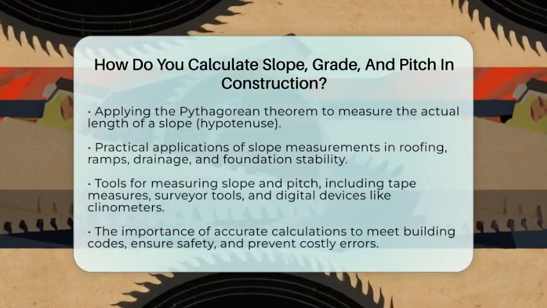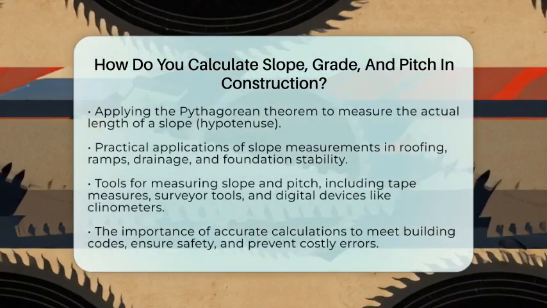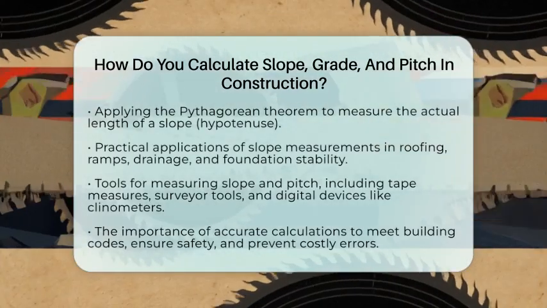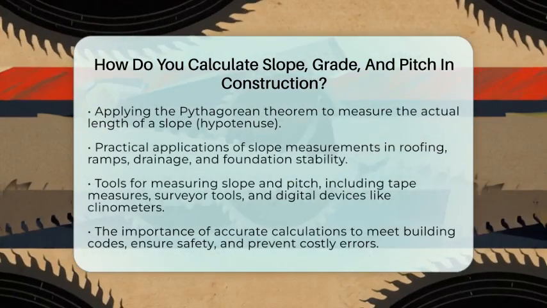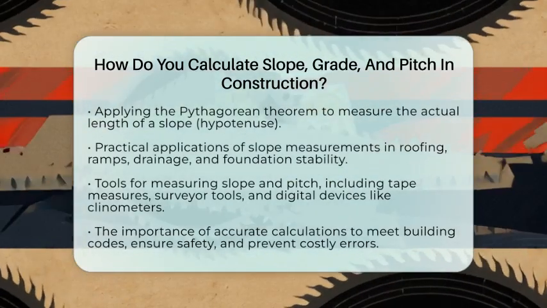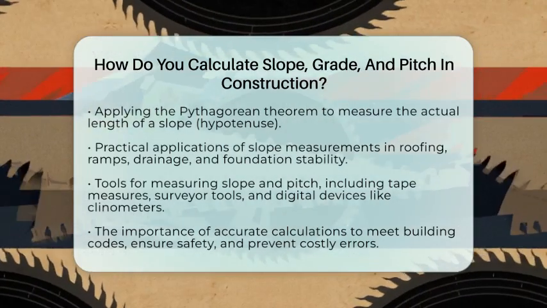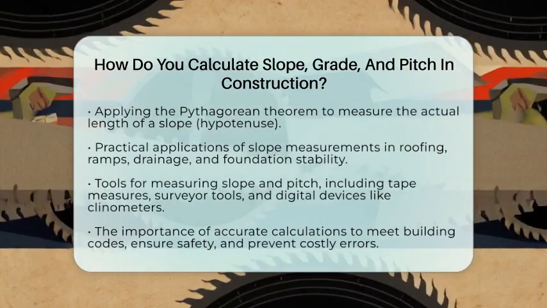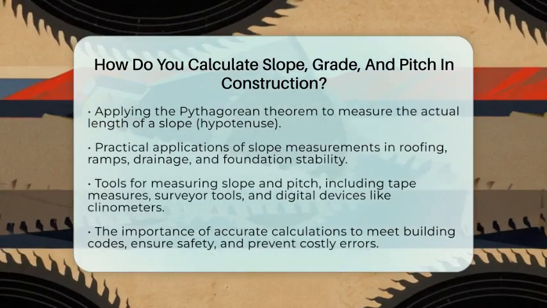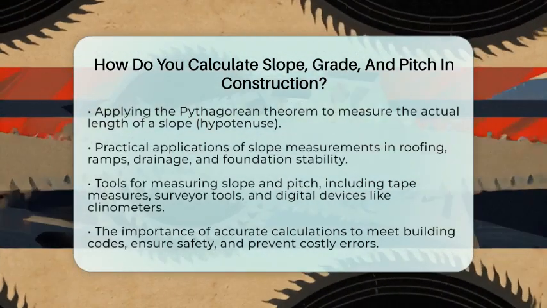Roof pitch affects how well water drains and how strong the structure needs to be. Ramps must meet accessibility standards, often not exceeding a slope of 1 to 12. Roads and sidewalks need proper grades for drainage and safety. Accurate slope measurements help keep foundations stable and prevent water damage.